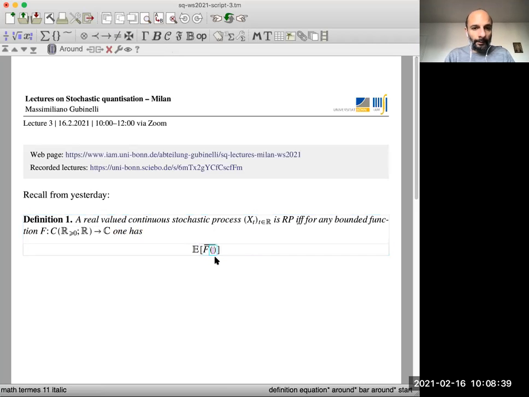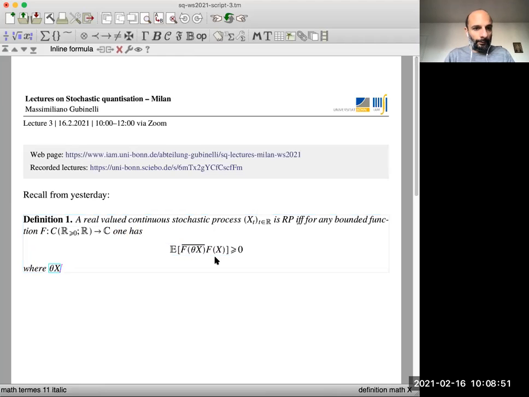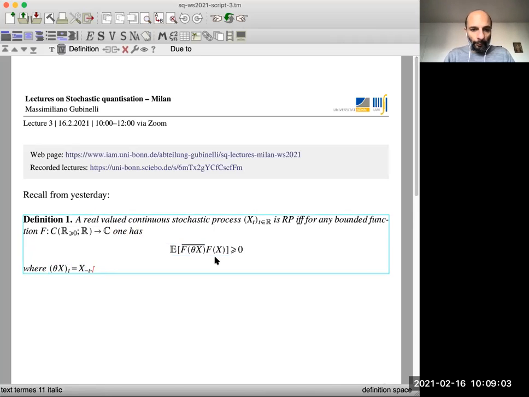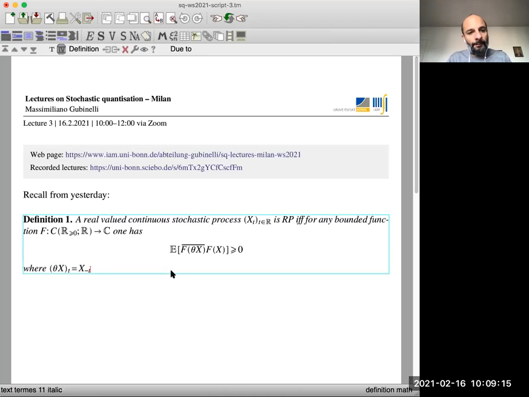So this was the reflection positivity. I can even write it in this way, in this context: this is positive, where theta x of t is x of minus t. This is another way to state the same thing. So this is a precise definition, and it will be the definition I use. For measures I can be very precise because the definition becomes simpler, and then you can spell out what it means for Schwinger functions.